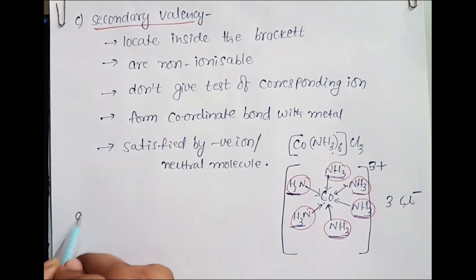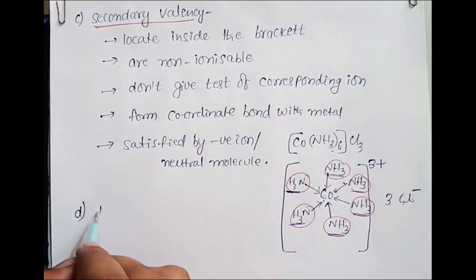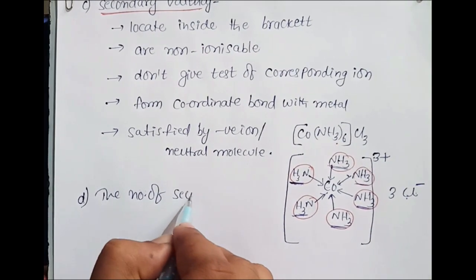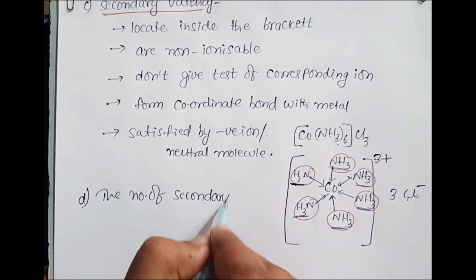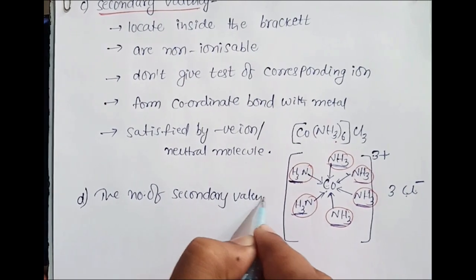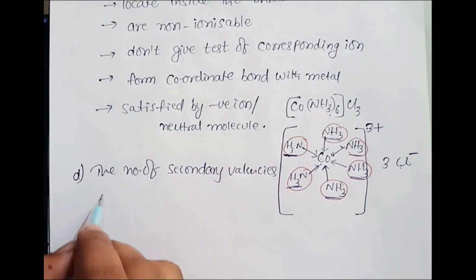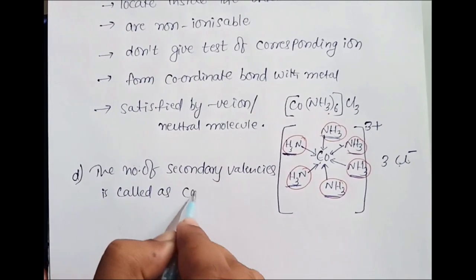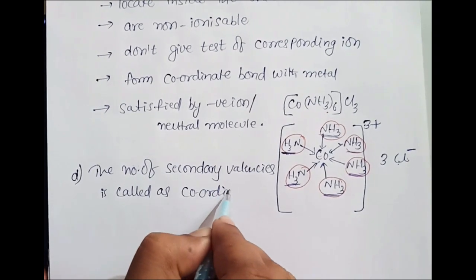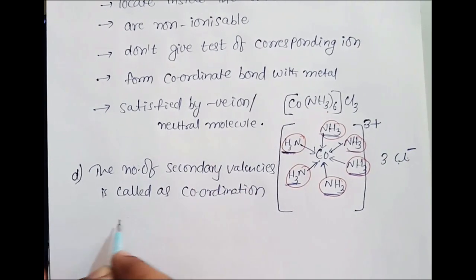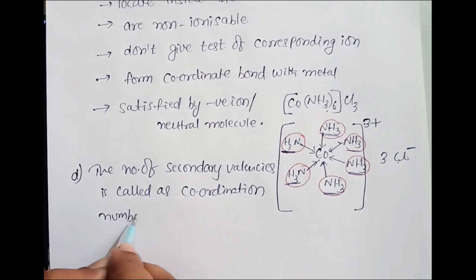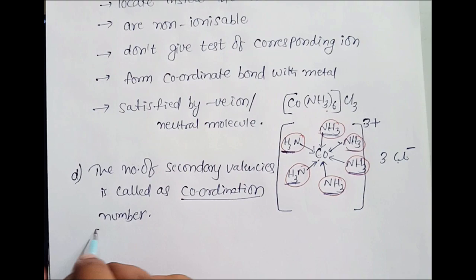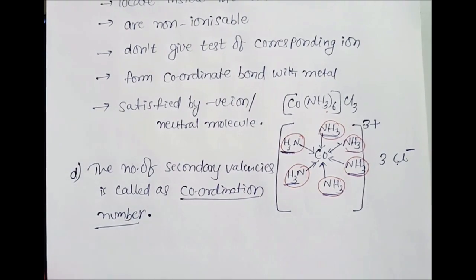And one more point he said, the number of secondary valencies present inside is called the coordination number. Why did he call it a coordination number? Because they form coordinate bonds. So you can see these all are forming coordinate bonds. That's why that number is called the coordination number.